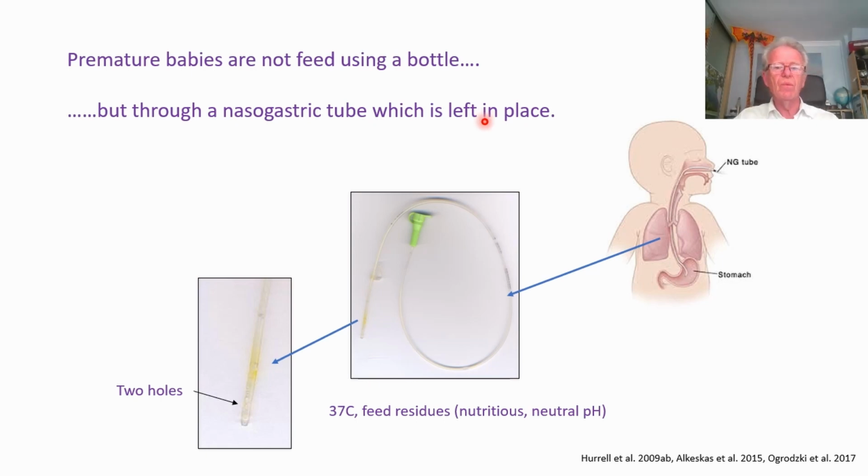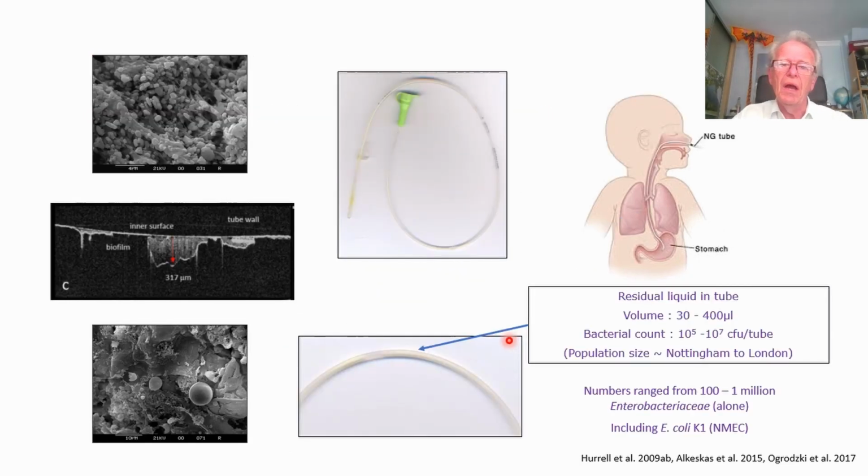But when you think about it, that tube is going to be at 37 degrees. There can be feed left in that tube, and it's going to be neutral pH, and it's going to be a nutritious, plastic surface. What do you think is going to happen? We've got a series of papers on this with regard to the organisms you find on these feeding tubes. They have 2 holes at the end so they don't get occluded against the baby's stomach wall. And in those studies, we found bacteria and yeast.